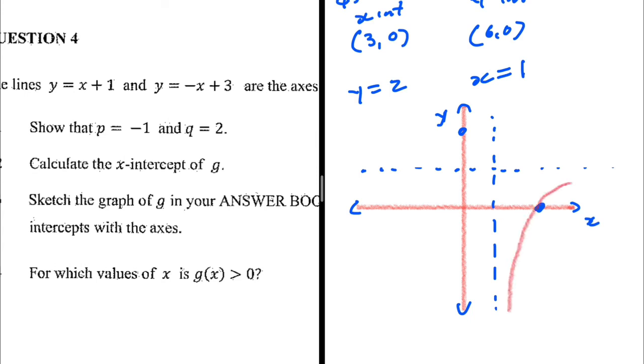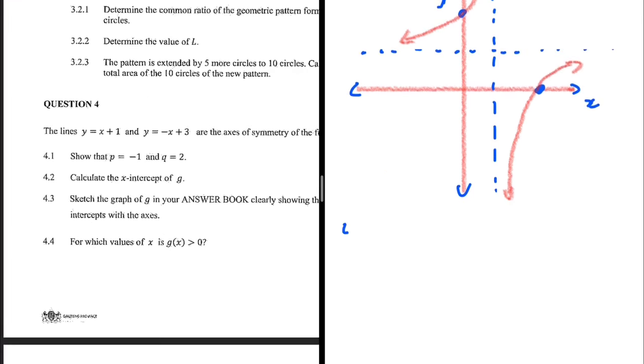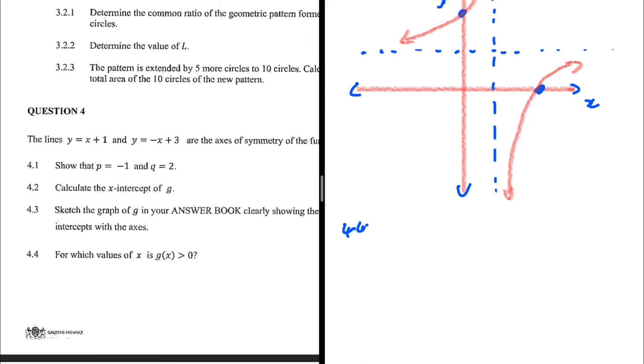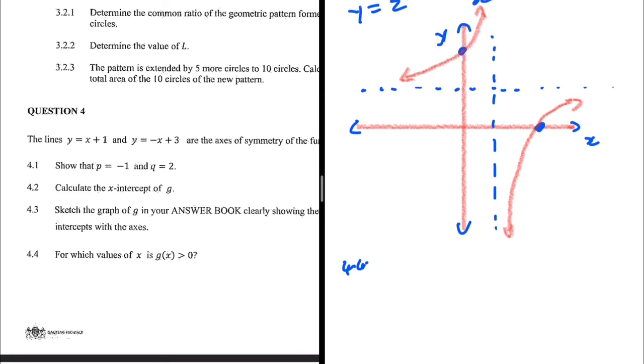Something like this, right? And then there we go. I think we're good to go here. Yeah, we have the sketch of g. 4.4, for which values of x is g of x greater than 0? Okay, let's take a look.